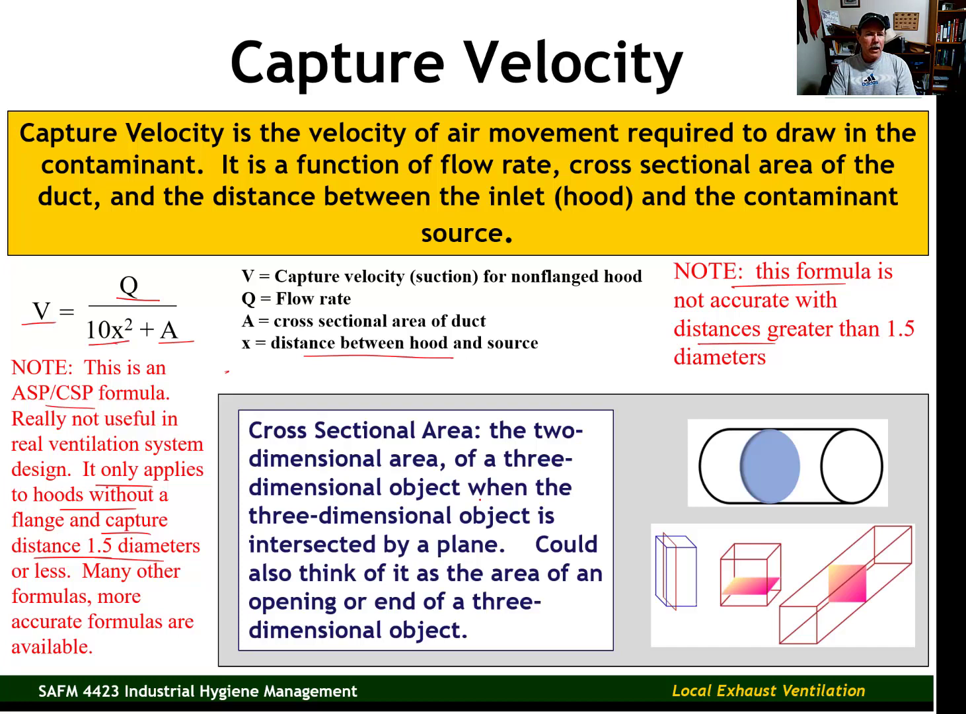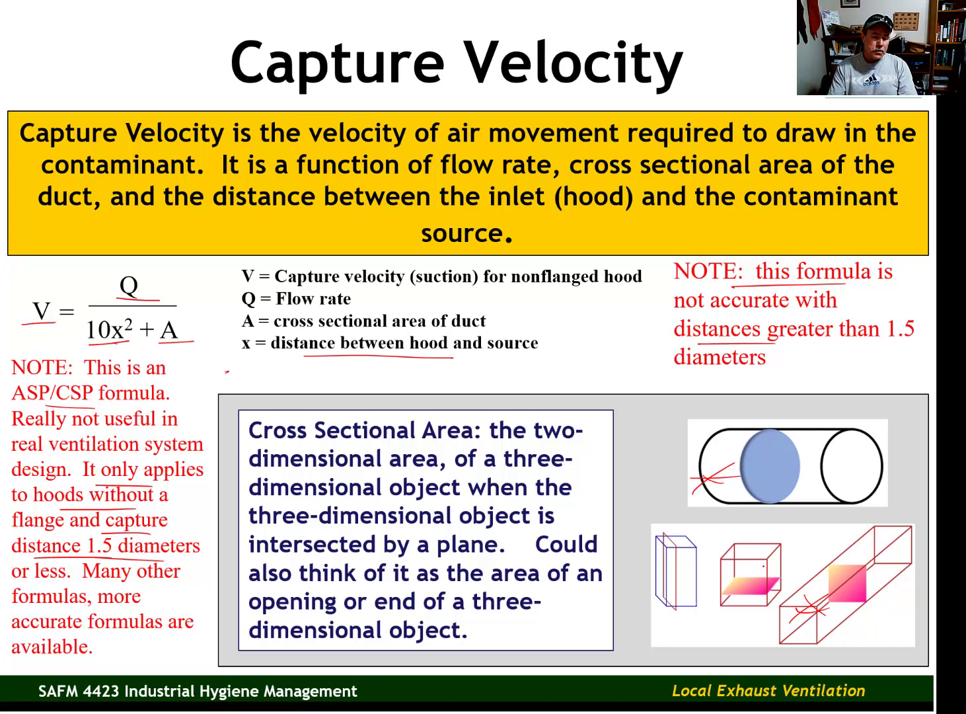Also want to mention what we mean by cross-sectional area. We've talked about that in a previous video and some previous calculations, but let me go ahead and get it squared away, make sure we know what we mean by cross-sectional area. It's the two-dimensional area of a three-dimensional object when the three-dimensional object is intersected by a plane. It's a slice or a cross-section, the area of that slice, whether it's round duct like we have here or square duct.